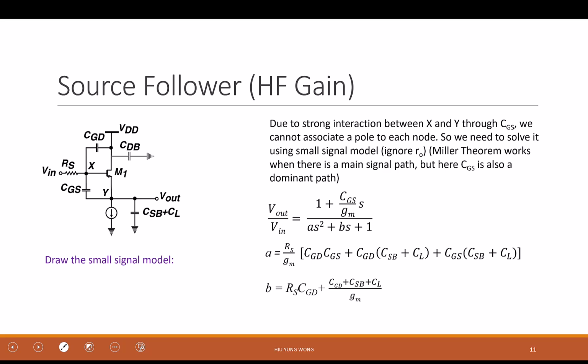Okay, so in that case, you need to solve KCL and KVL and come up with this equation and then find the poles. Here you can definitely use the dominant pole approximation to help you check if you can get it easily. Okay, and that's all I want to say about the source follower.